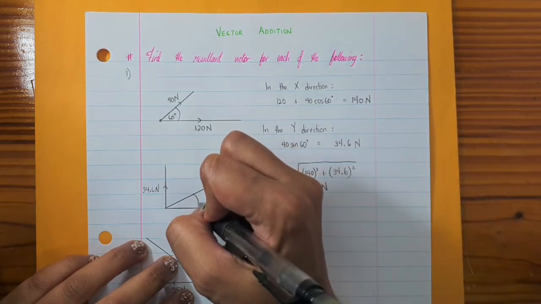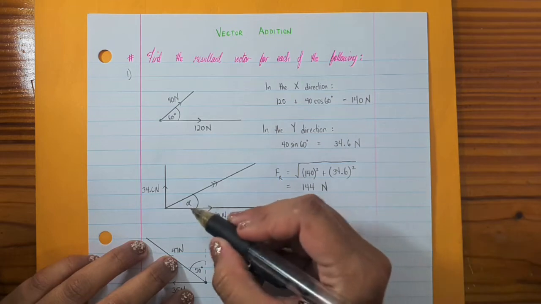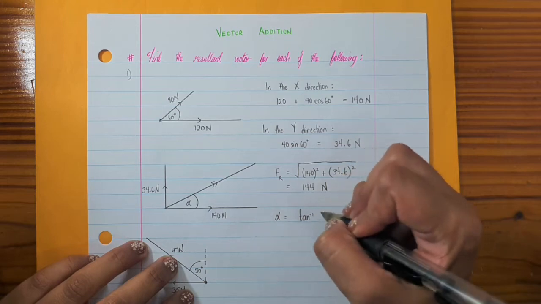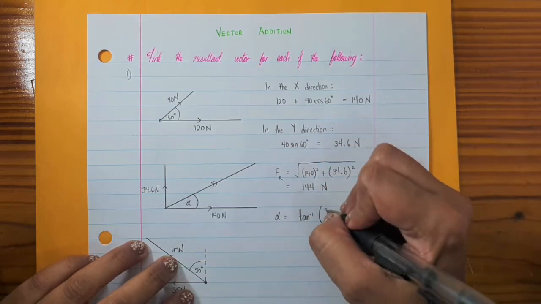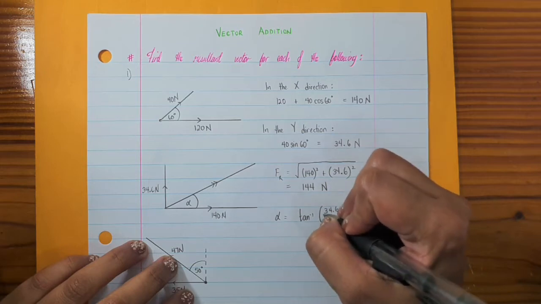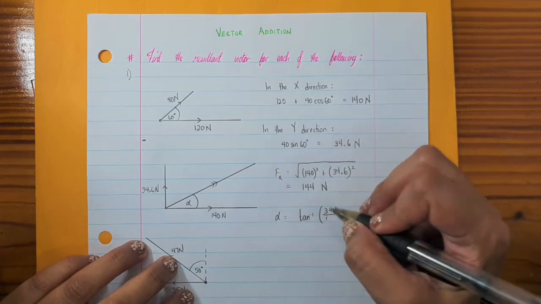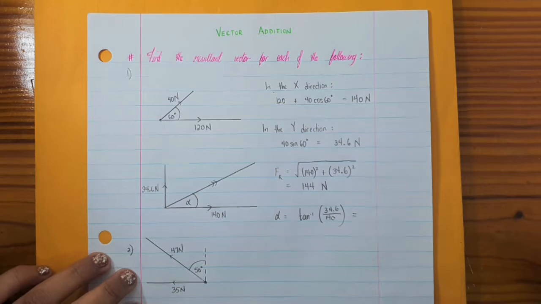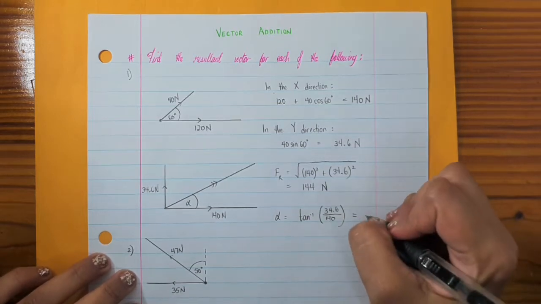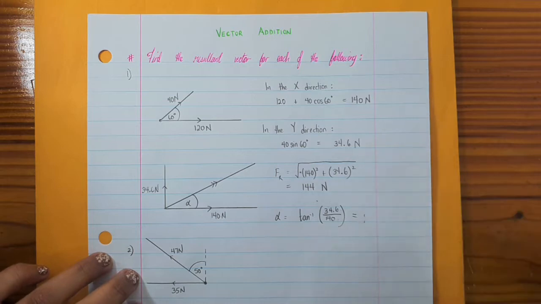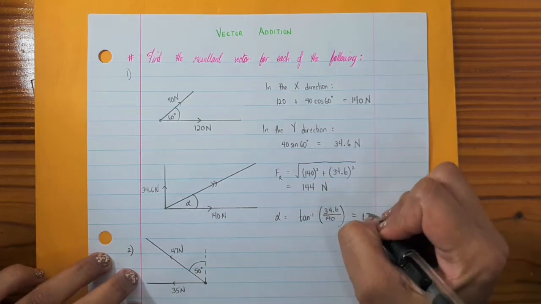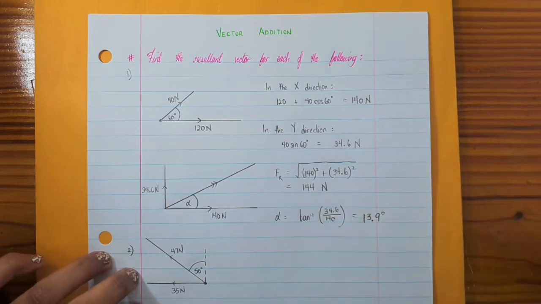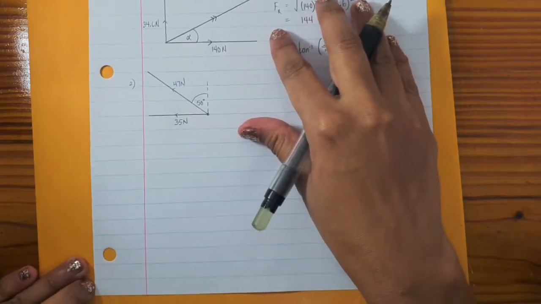And the angle that it makes with the horizontal axis is tan inverse of opposite, so that's the vertical over the horizontal from my diagram, which works out to be 13.9 degrees. Okay, so moving on to number 2.